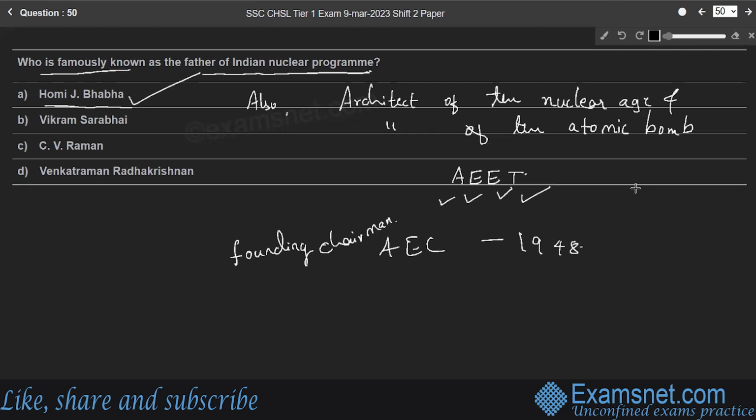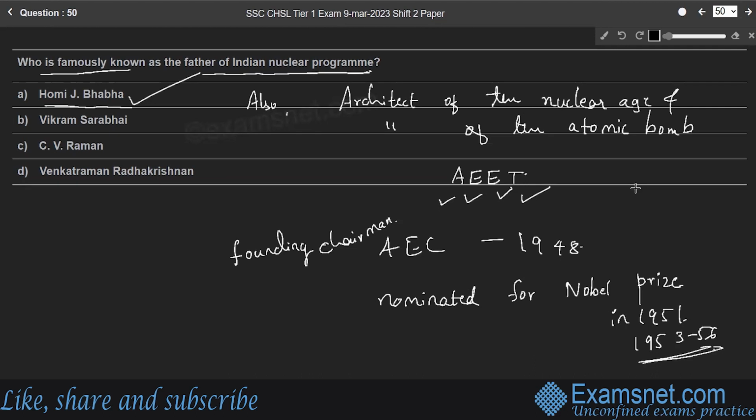He was awarded the Adams Prize and Padma Bhushan. He was also nominated for the Nobel Prize for Physics in 1951 and continuously from 1953 to 56. Therefore, option A is the answer.